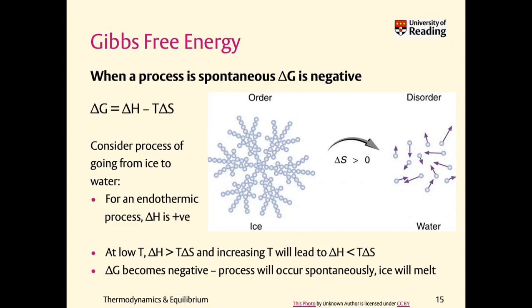But as the temperature increases, we get to a point which we know to be 0 degrees Celsius, where delta H is less than T delta S. The temperature is increased enough. And so delta G becomes negative and the process will occur spontaneously. The ice will melt and the water, or if we were going from water to steam, the water would boil.